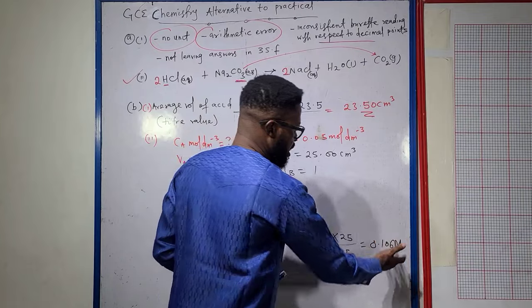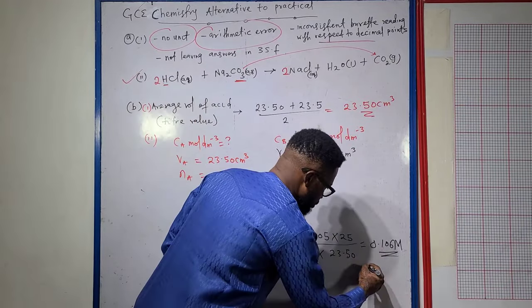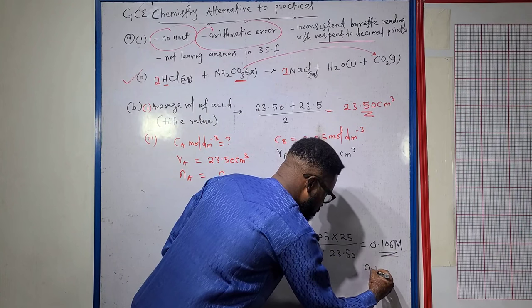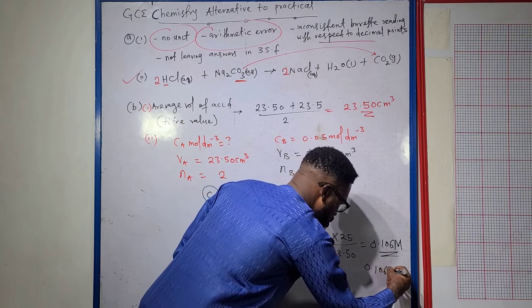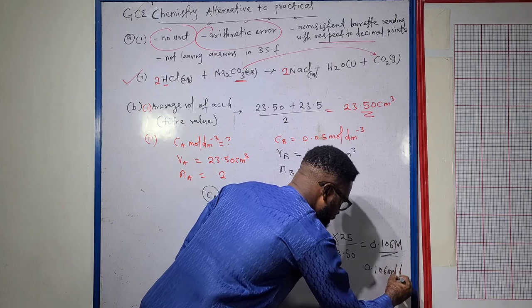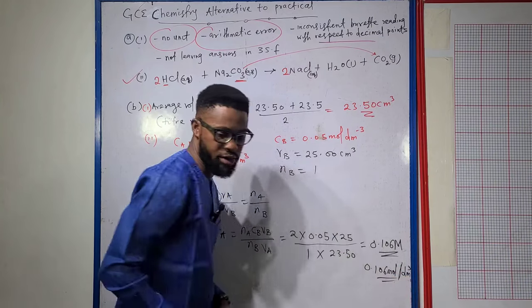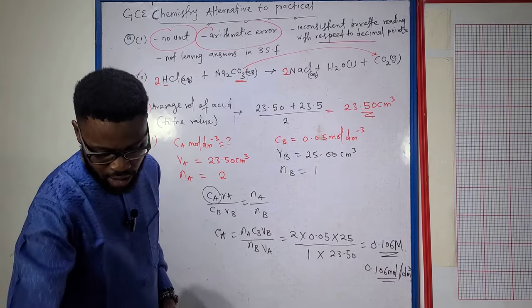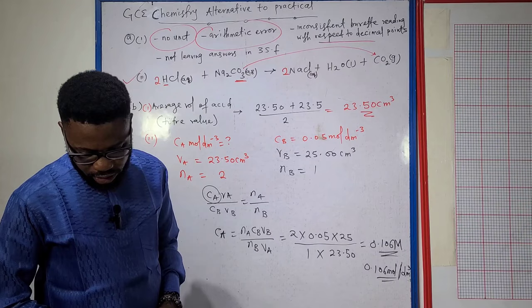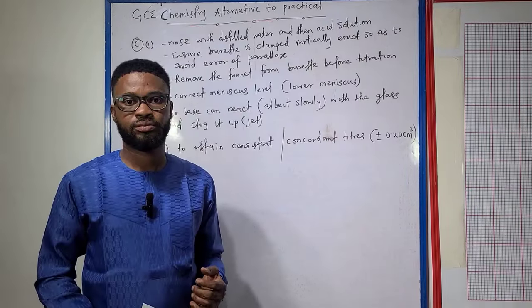When you see a capital letter M like this, it talks about mole per dm cube, but of course, you can write it as 0.106 mole per dm cube, and you'd be correct. So that is that on question B2. So we're through with that.